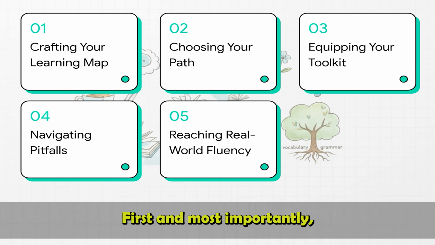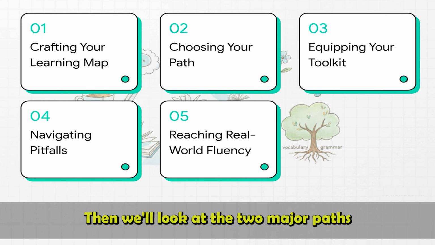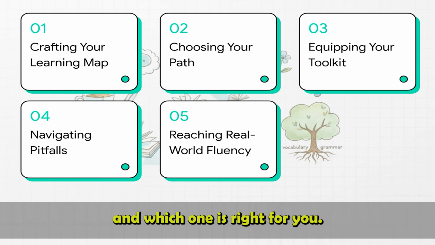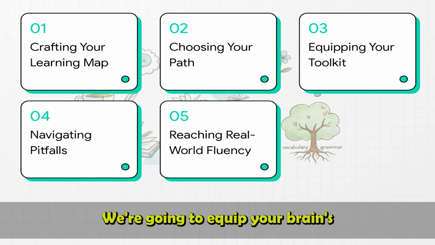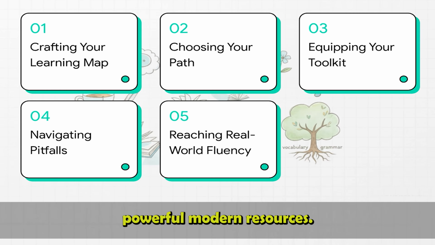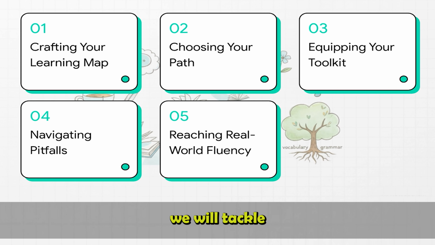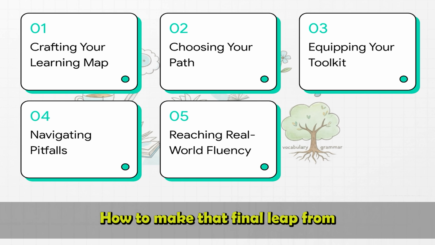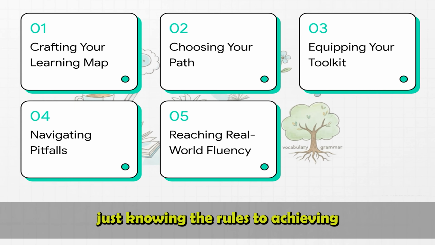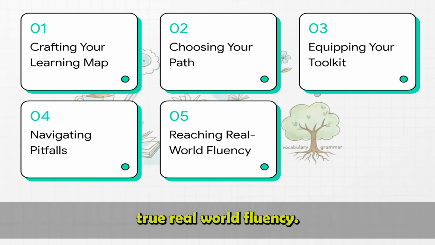First, and most importantly, we're going to craft your own personal learning map. Then, we'll look at the 2 major paths you can take on this journey and which one is right for you. After that, we'll talk about tools. We're going to equip your brain's toolkit with some incredibly powerful modern resources. Next, we'll learn how to spot and navigate some of those common bumps in the road. And finally, we will tackle the biggest challenge of all: how to make that final leap from just knowing the rules to achieving true, real-world fluency.